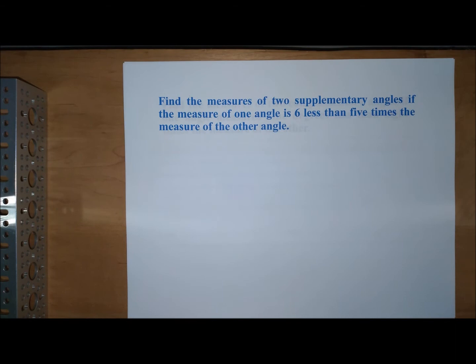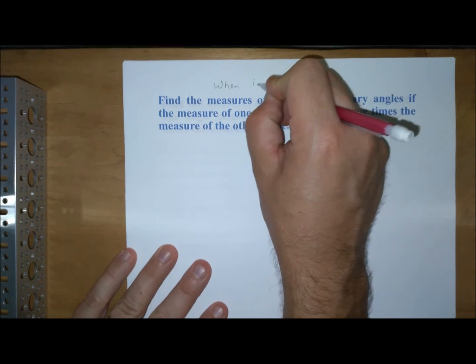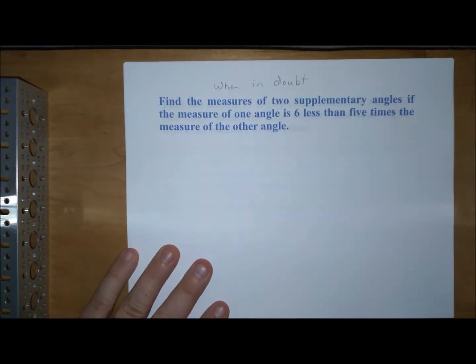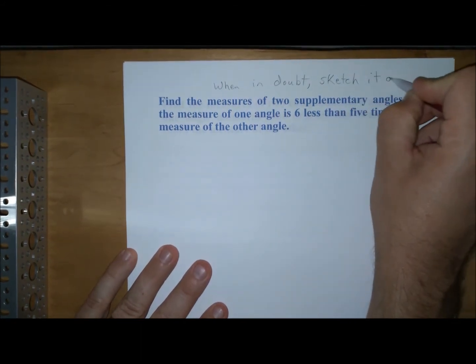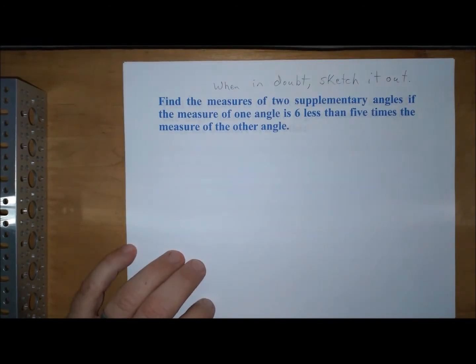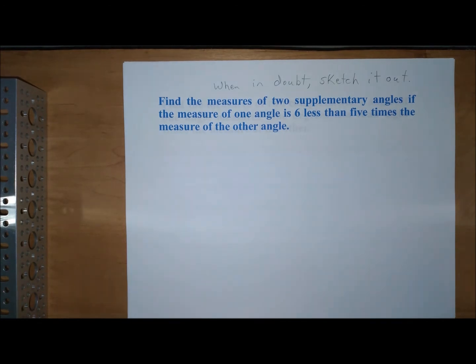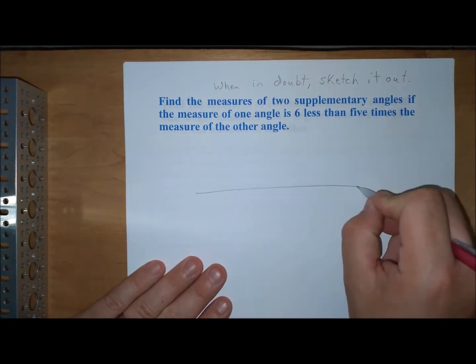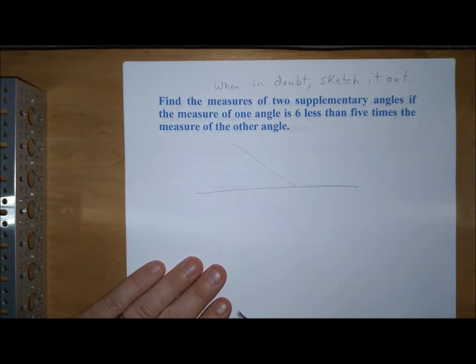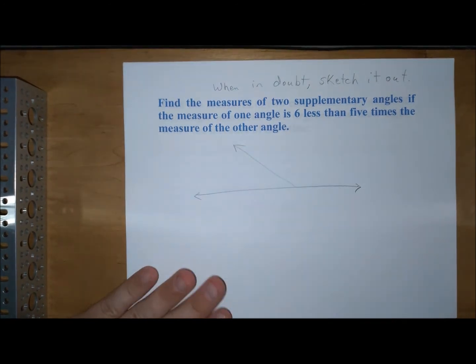Okay. How do you think we should start this? What's my mantra? When in doubt, sketch it out. Most of these problems, almost all the time, when you get a problem like this and you have no diagram, you have to supply the diagram. That's how it works. So we're looking for two supplementary angles. What's the easiest way to draw two supplementary angles? How about we just draw a linear pair? We know linear pairs are supplementary. Let's draw a linear pair.